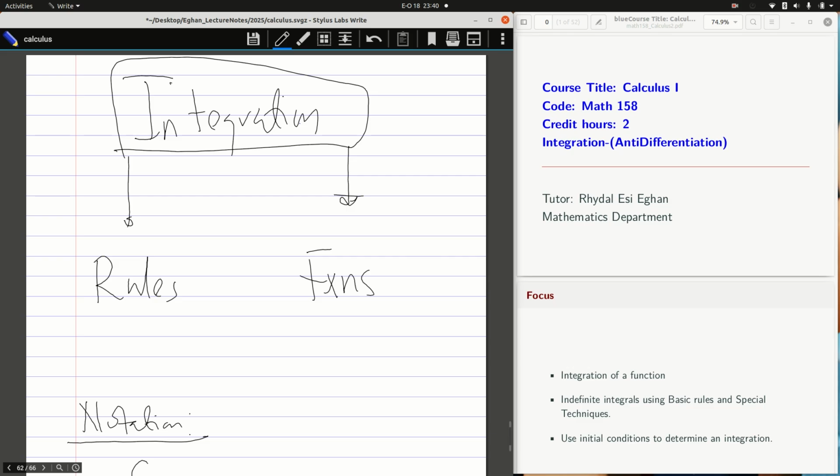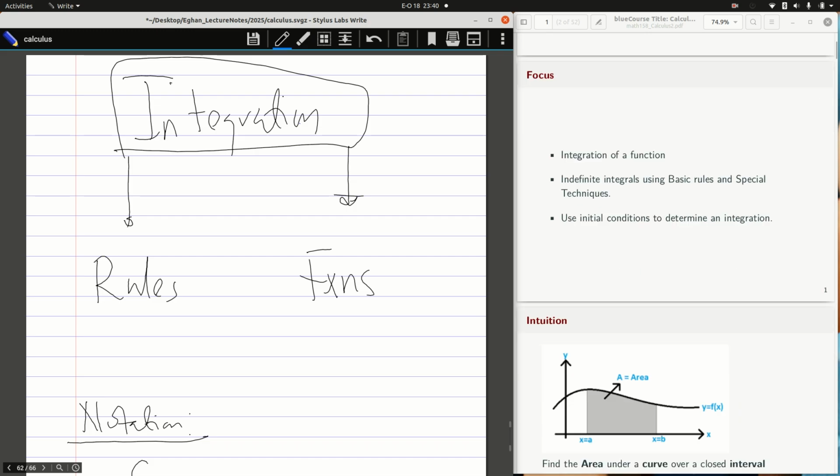I'm just so happy we've moved to the last unit on calculus, which has to do with integration, or as others call it, differentiation or anti-differentiation. Any of it goes. So what is the focus under integration? We are going to look at certain rules of the game and apply it on certain functions.